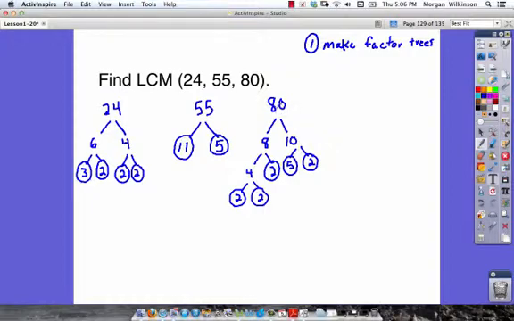All right. Now, what we're going to do for our second step is list prime factors of each number.